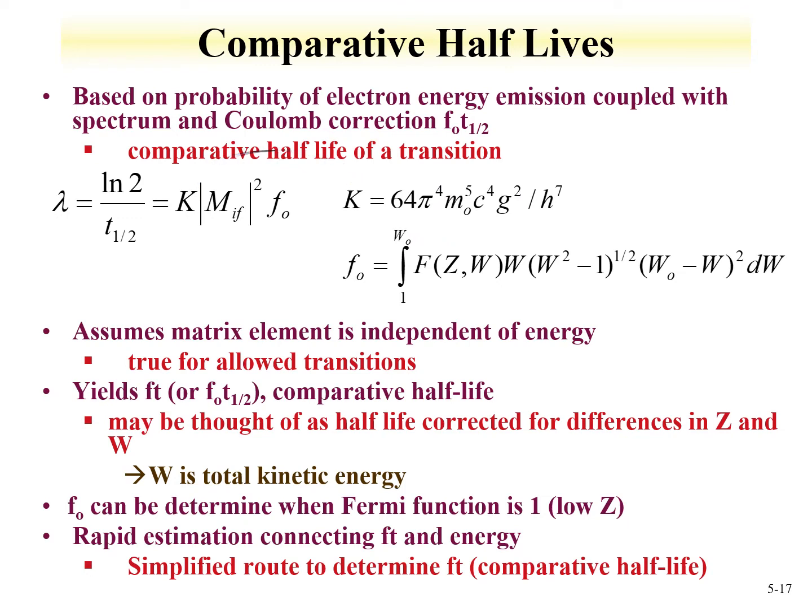And this F naught state is an integration of all the energy states that are possible for this decay. This assumes that the matrix element is independent of energy, because we're not changing it as this energy changes, which is true for allowed transitions, not necessarily true for forbidden transitions. So we can look at this Ft, or F naught T1/2. It's a comparative half-life, and this could be thought of as a half-life corrected for differences in Z, right, which accounts for a Coulomb behavior, and W, which is the total kinetic energy.